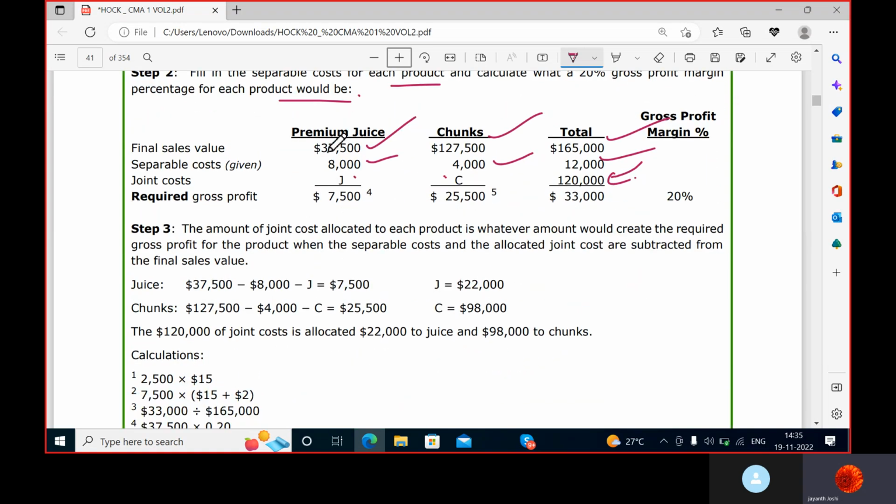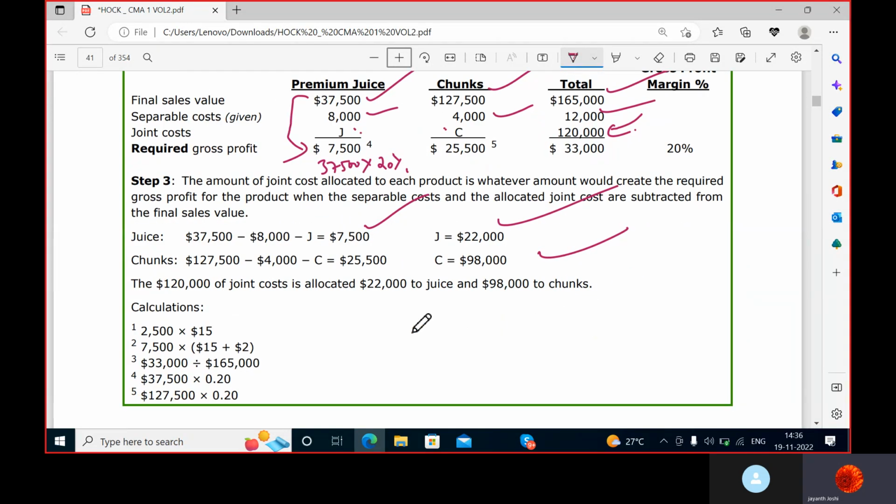So can you just multiply the gross profit percentage on this, Zarina? Yes, exactly. On sales value, 20%, and sales value 20%. We get this. Now the task is to find out these two. So we can add this now, simple 37,500 subtraction. Subtract, equate, and find out the J and C value. We'll get the joint cost. Finished.